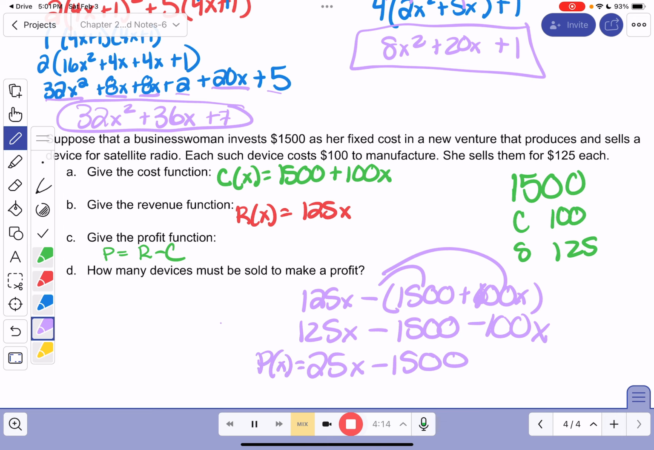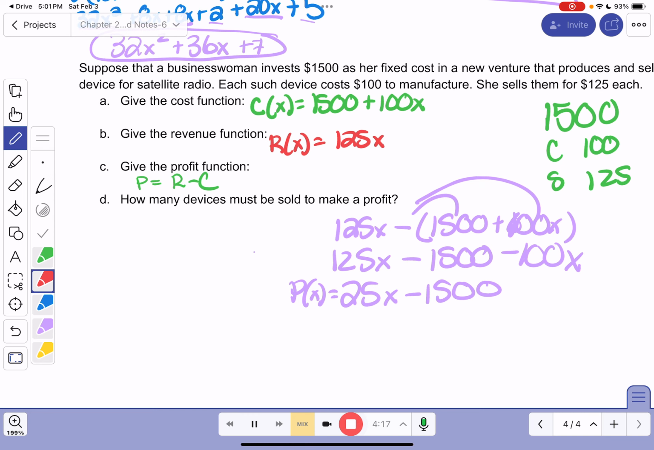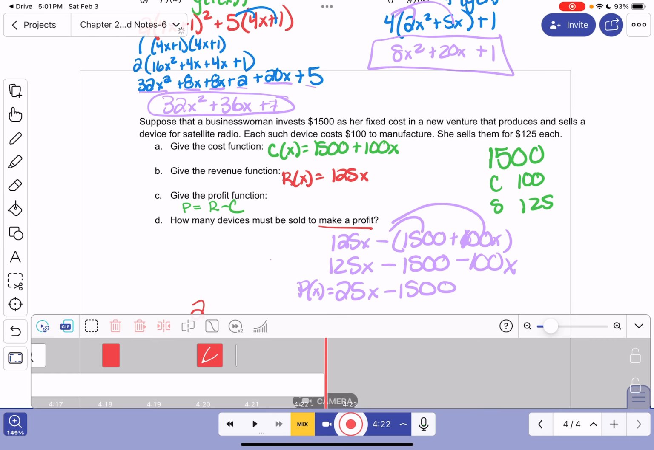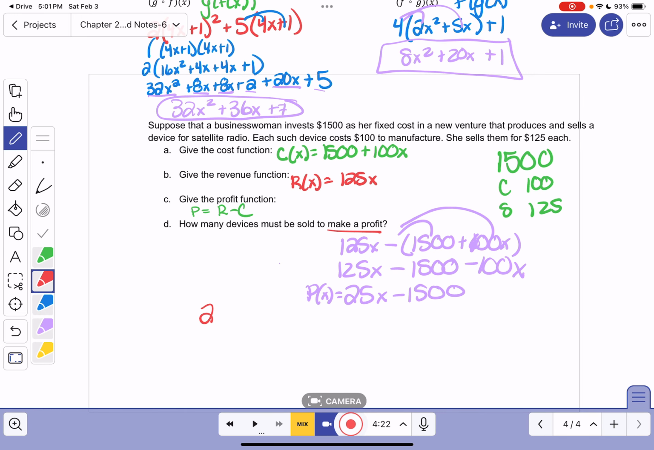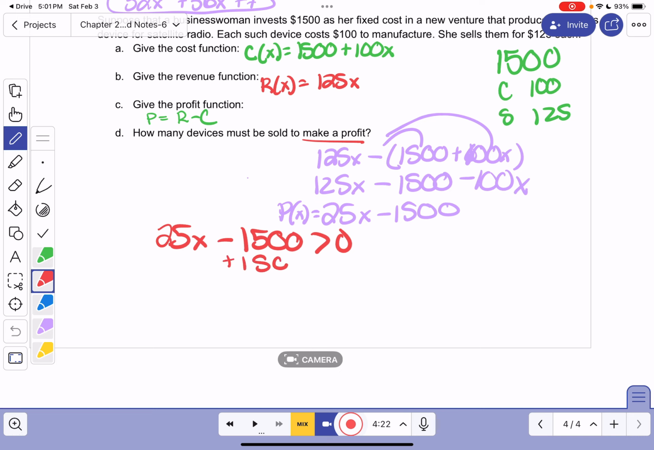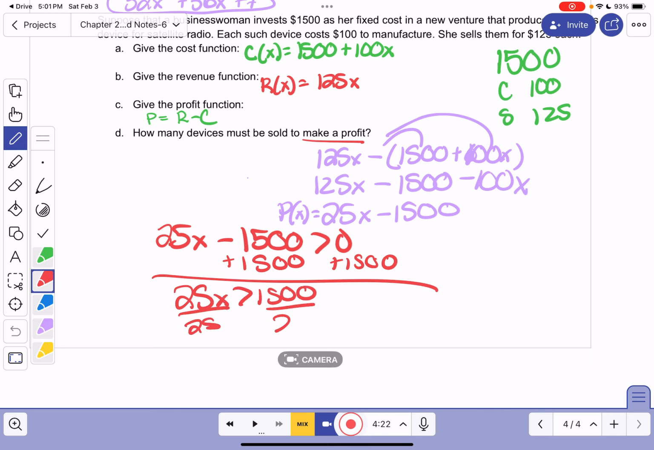That's our profit function. Now, if we want to make a profit, that means this function, 25x minus 1,500, needs to be greater than 0. We want to make money. So we would add 1,500 to both sides. Divide by 25. And x is greater than 60, which means as long as she sells more than 60, she'll make a profit. Exactly 60 would be 0, so the more than is important.